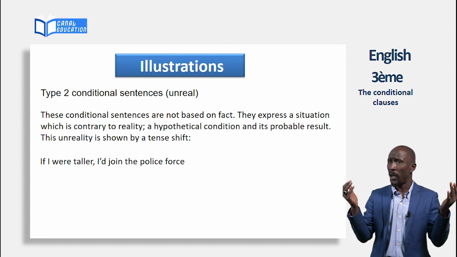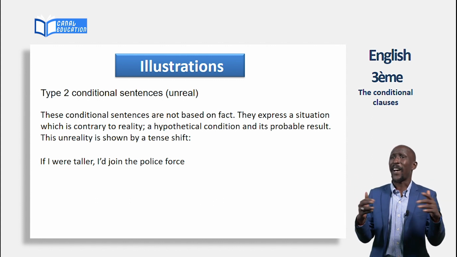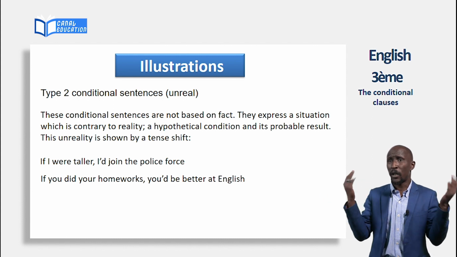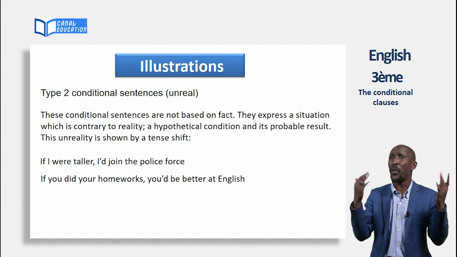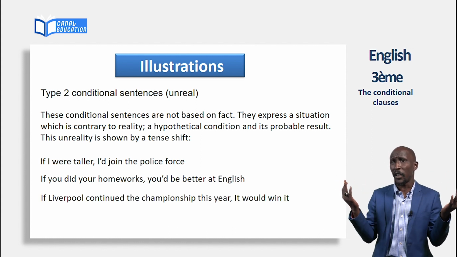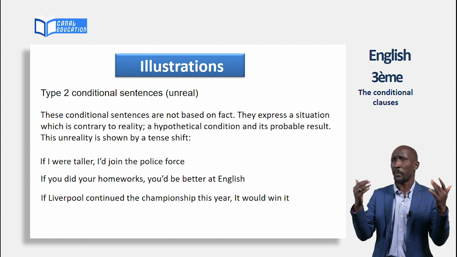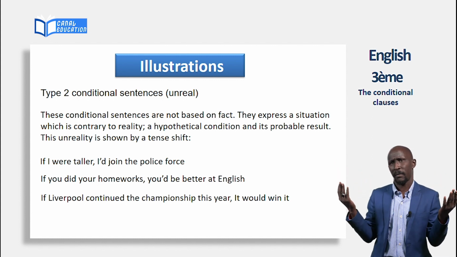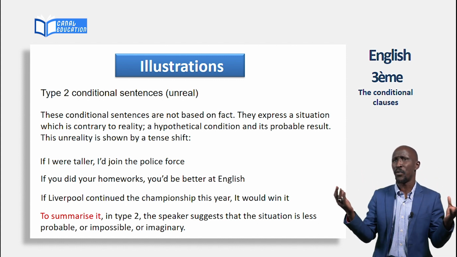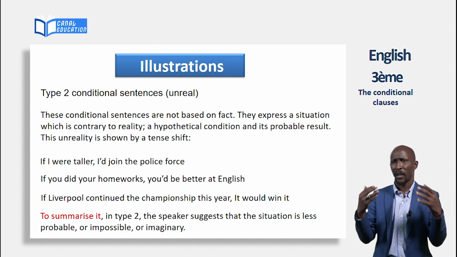If I were taller, I would join the police. If Hadi were or was more beautiful, she would win the beauty contest. She would win the beauty contest. If you did your homework, you'd be better at English. If Liverpool continued the championship this year, it would win it. So these are a lot of examples summarizing type 2, the level 2 of the conditional clauses.